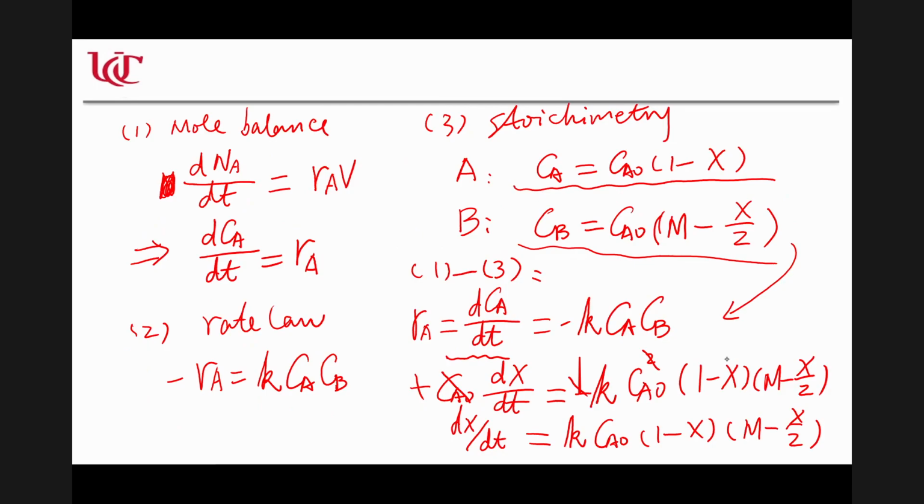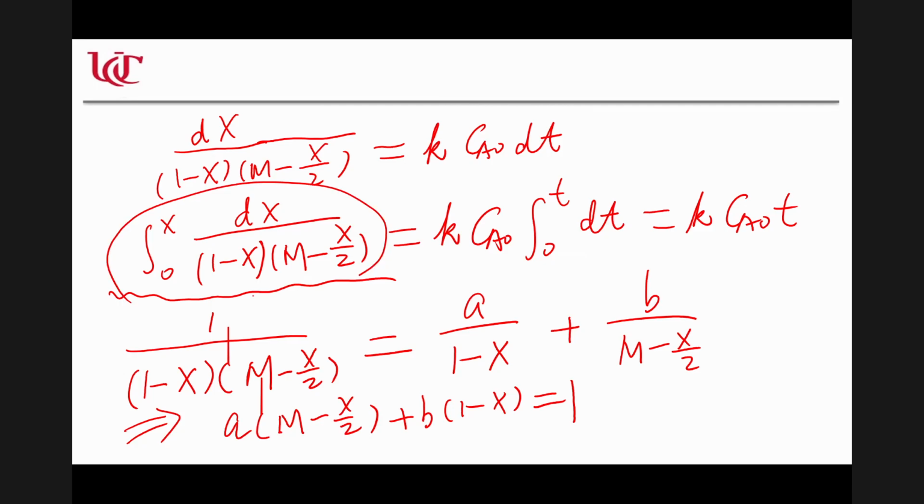Then the last question asks you to calculate the rate constant. Probably you can see here that this is a function of x, and this is the time. So if you plot this part versus time, then the slope is k CA0. CA0 is constant, right? Then you can get the k.